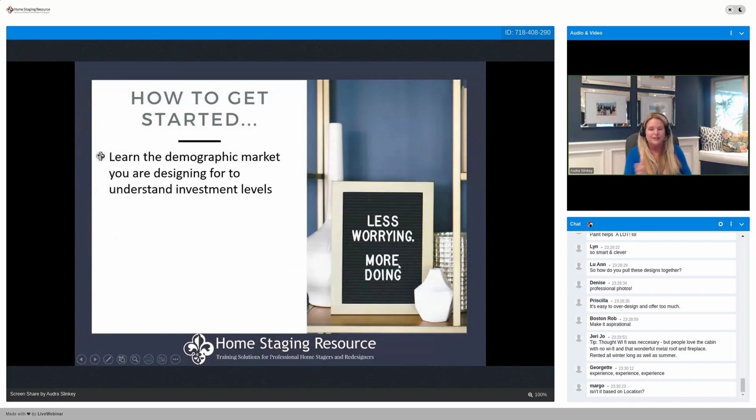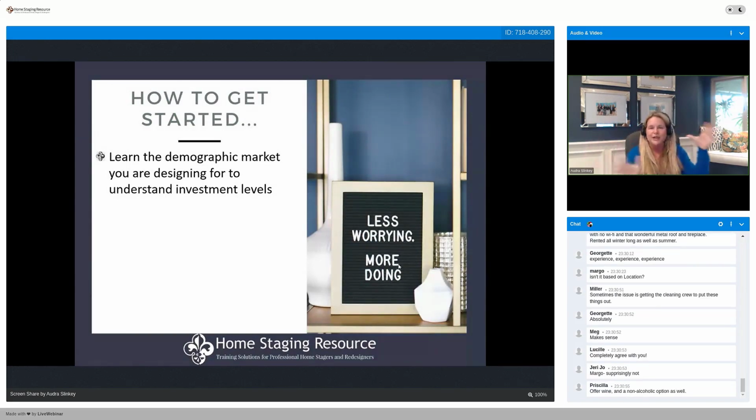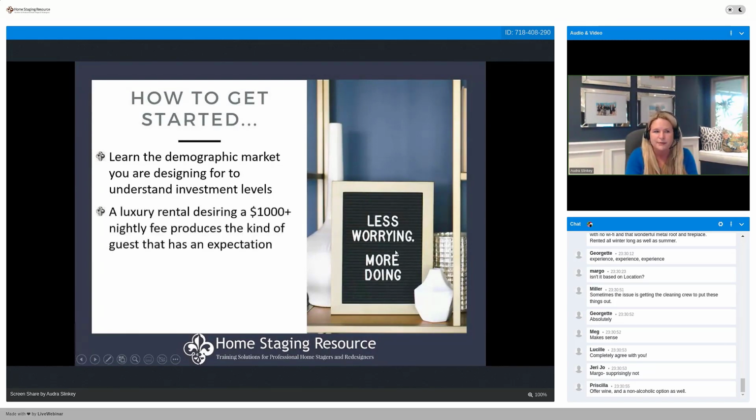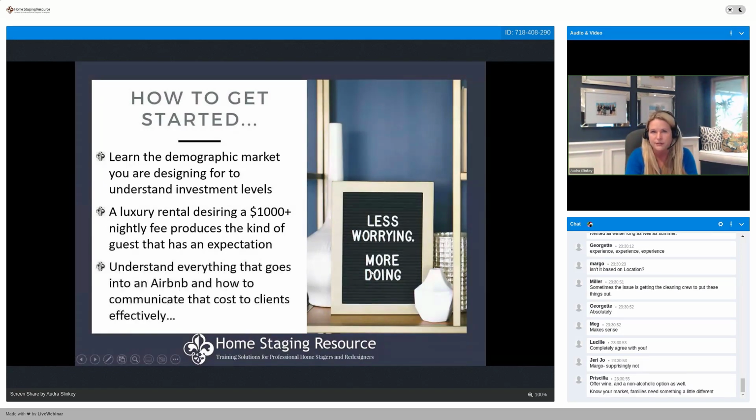It's not just based on location. In each location you have different price points, and you'll notice that when you do some of your research. So learn your demographic market, which ones you're designing to, and then understand the various investment levels. A luxury rental with a $1,000 nightly fee produces the kind of guest that has an expectation. In my area, we have all sorts of levels from $150 a night to $5,000 a night.